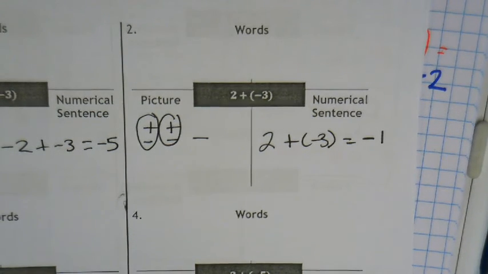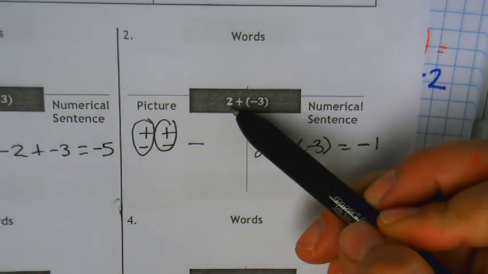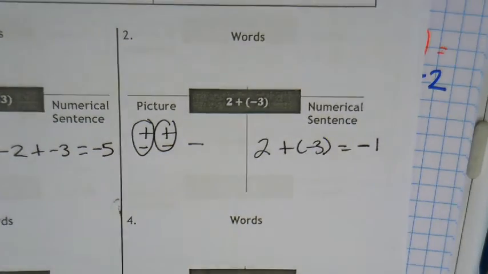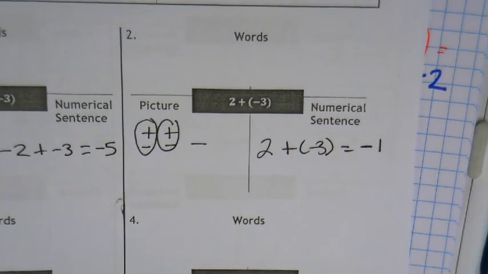What do we put on the word? The words, you can leave it blank. We're supposed to write a sentence that says, I have 2 positive tiles and I'm adding 3 negative tiles. I think it's too much. I think you're okay with drawing and then writing it again. I'm not going to have you do the words unless I want to torture you.